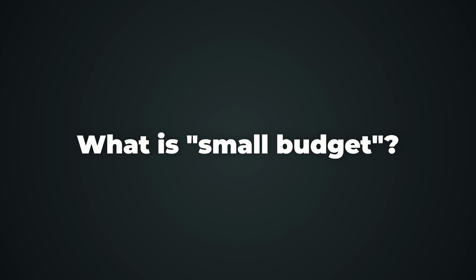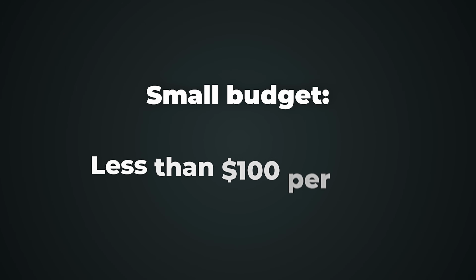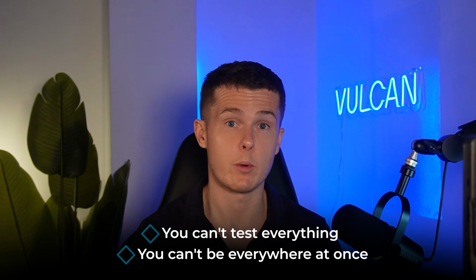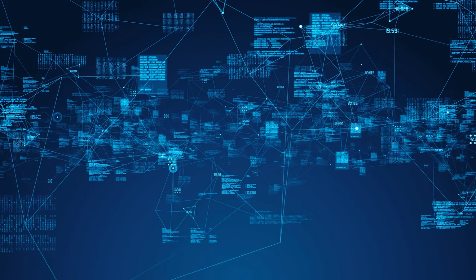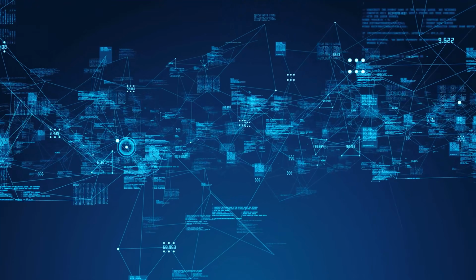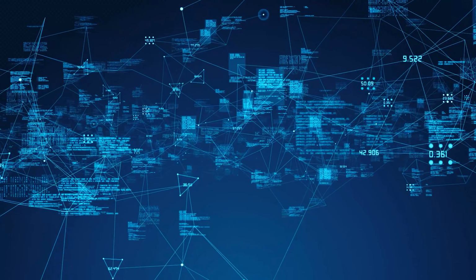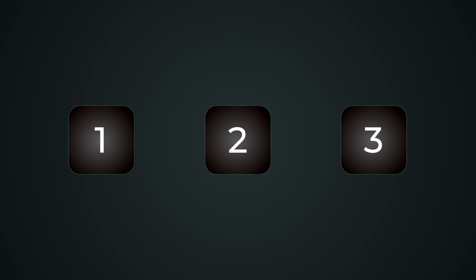All right, before we jump into the framework, let's define what we mean by a small budget. For this video, I'm going to say a small budget is anything less than $100 per day or about $3,000 per month in ad spend. At this level of spend, you're working with real constraints. You can't test everything. You can't be everywhere at once. Every dollar matters because you don't have enough data flow to waste money on experiments that bigger advertisers can afford to run. So here's how I break it into 3 tiers.